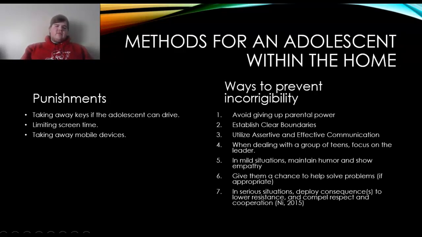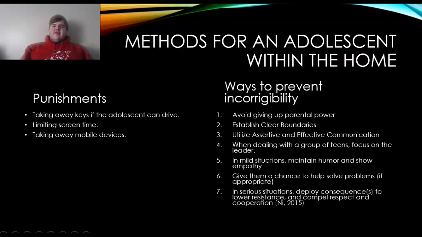So some of the punishments, you can carry over several from the previous slide. Some of those punishments don't work because they work better in younger kids and not early to late teenagers. So it depends on the age of the juvenile, because some of these punishments just will not work at all. You can take away the keys if the adolescent can drive, if they're 16 or older. Limiting their screen time, I put it on this one again because it can work for both ages, children and teenagers. Taking away their mobile devices, if they have one.